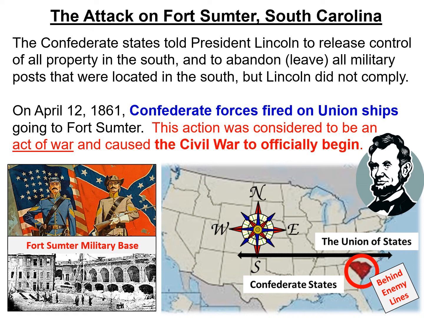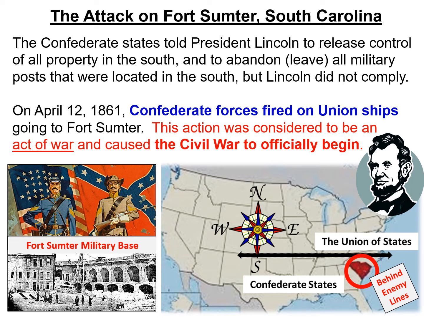He didn't want to send soldiers. He's not going over there to fight. He's just going to send some supplies because he said, I'm not giving up those buildings. I'm not giving up that area. That still belongs to the United States. Well, when those ships went into the area to drop off the supplies and the provisions, the Confederate forces shot at those ships. And Abraham Lincoln said, that's an act of war. And I'm going to have to do something about this. So this is the official beginning of the Civil War.